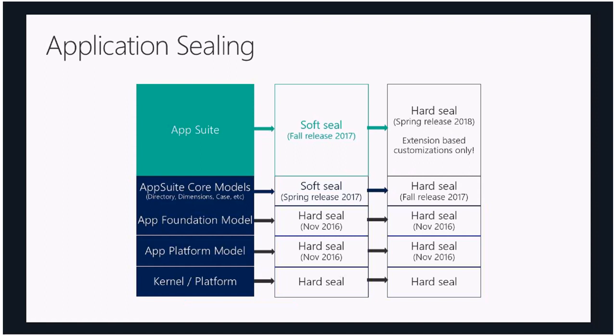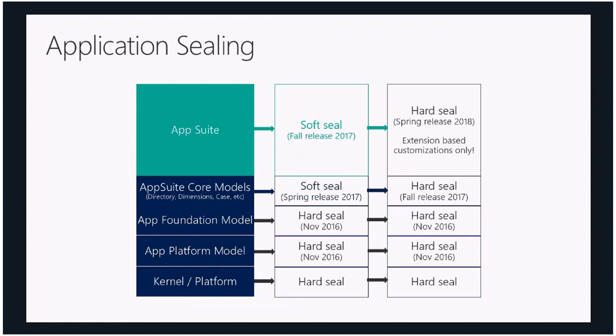In that vein, the large application suite model, where the majority of the code and customizations reside, will be soft sealed in the fall release this year. Moving forward, several of the App Suite core models will be hard sealed in the fall. We'll be publishing a complete list of the models shortly.